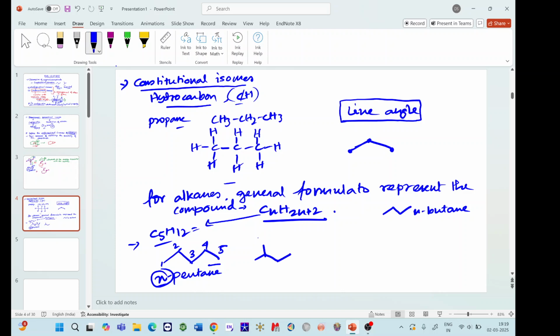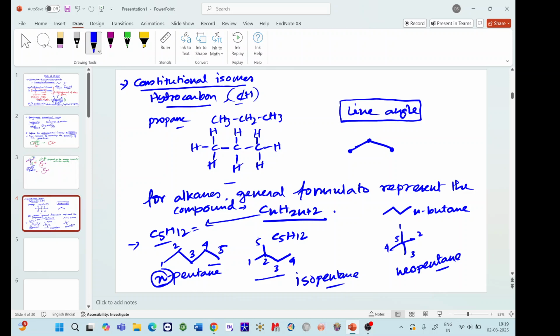See, 1, 2, 3, 4, and 5. So this is also having the C5H12 formula, and this is called isopentane. Then if you have something like this, 1, 2, 3, 4, and 5, this is called neopentane. So these are all called constitutional isomers.